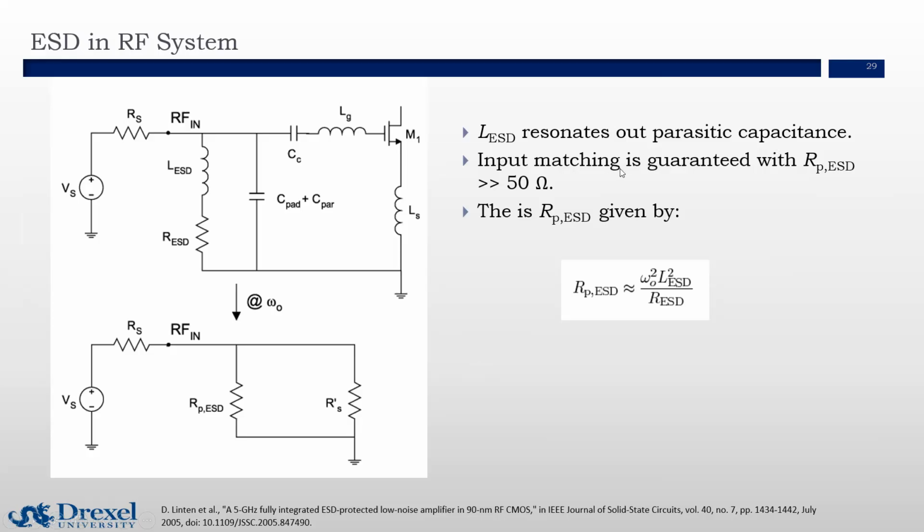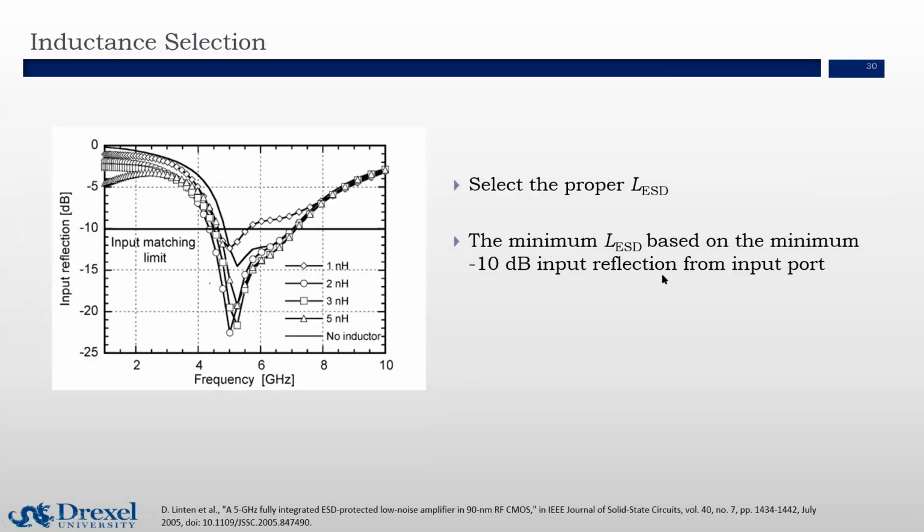And we find that the input matching is guaranteed with the parallel ESD resistance much greater than 50 ohm. So if we calculate the parallel resistance of ESD by the following formula, we find that it's frequency dependent. So we can first determine our targeted frequency, and then we can tune the ratio between R and L.